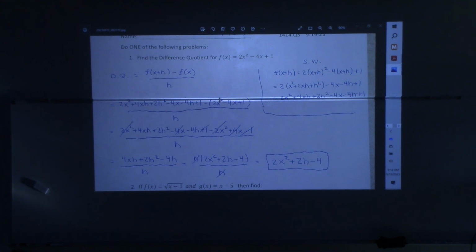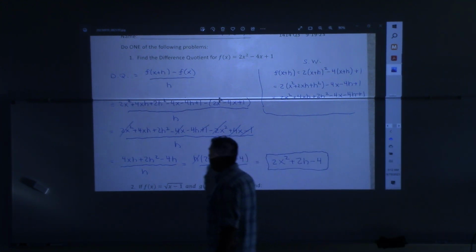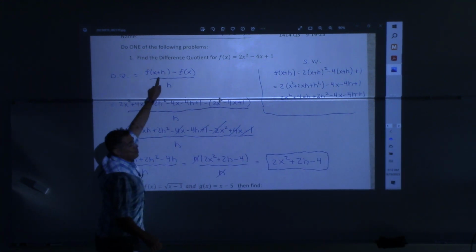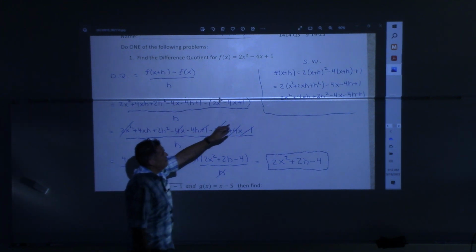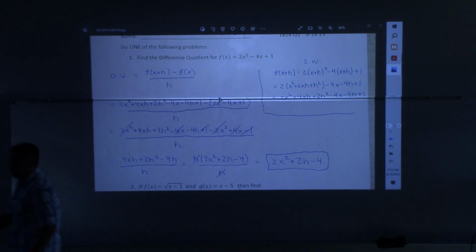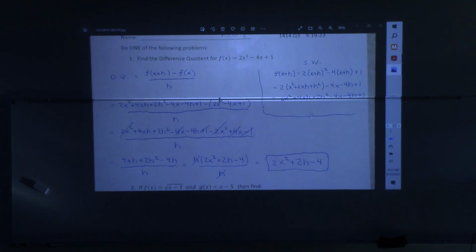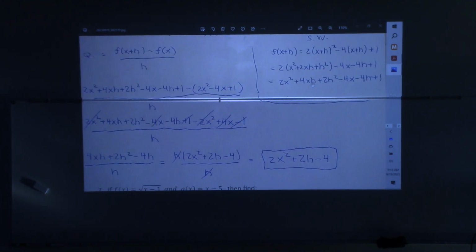So first, you've got to figure out what f of x plus h is, right? That's what I showed in class, do that first. So I did that over here, scratch work on the side. You're replacing x plus h into the original function, and then you have to square this x plus h first, then distribute a 2, and then distribute a -4 through. You get this big ugly thing.